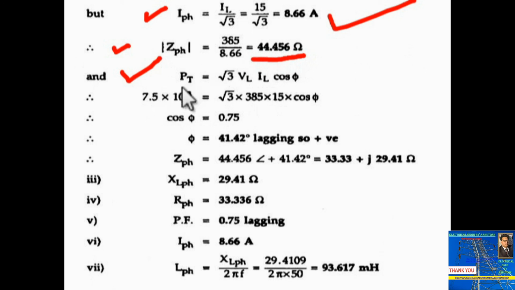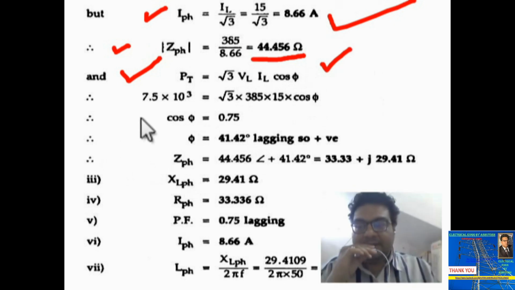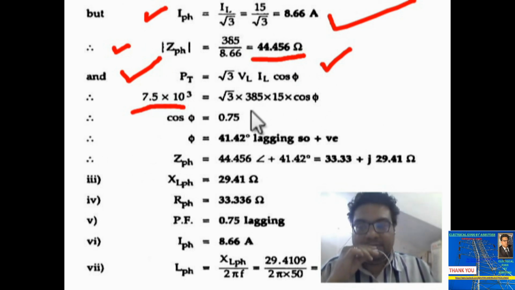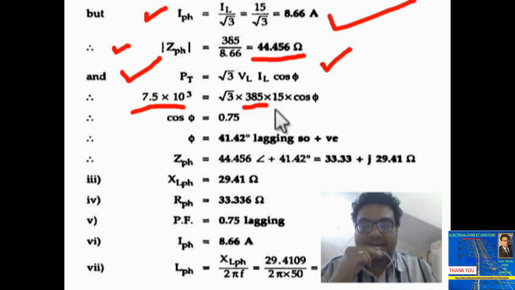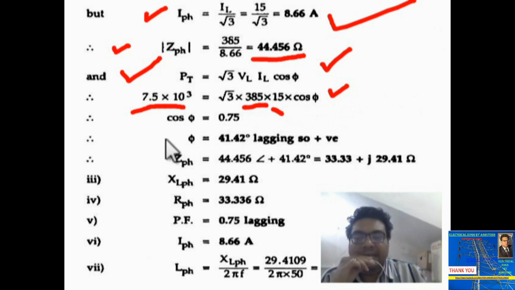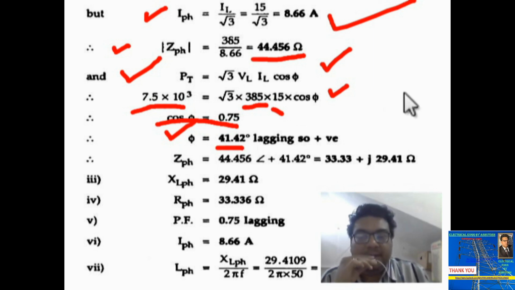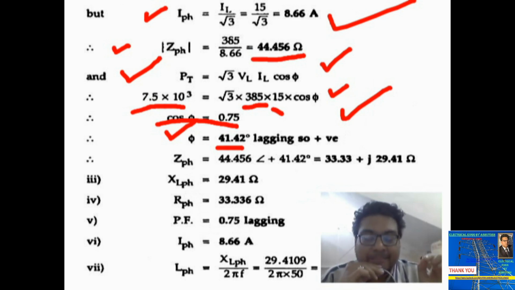Now you can use the formula of active power. We know active power P is equal to root 3 VL IL cos phi. Put the values here: 7.5 into 10 to the power 3 watt is the active power, into root 3, 385 is the line voltage, line current is 15 ampere, into cos phi. Now we can easily find the power factor, that is 0.75, and the phase angle is cos inverse 0.75, which is 41.42 degree. The power factor will be lagging in nature because this is a coil, so there will be an inductive load.